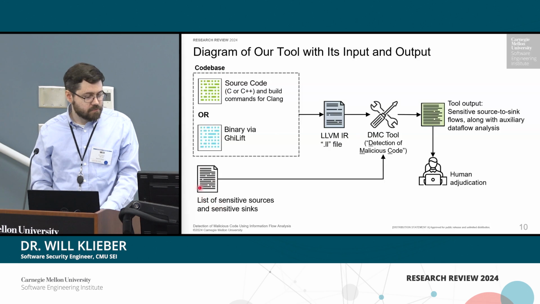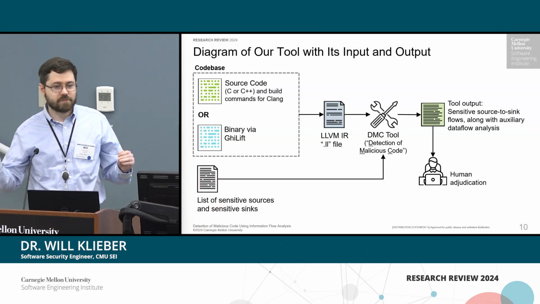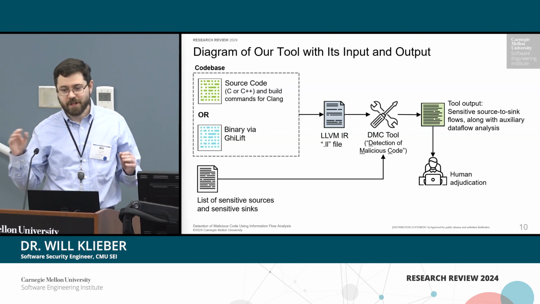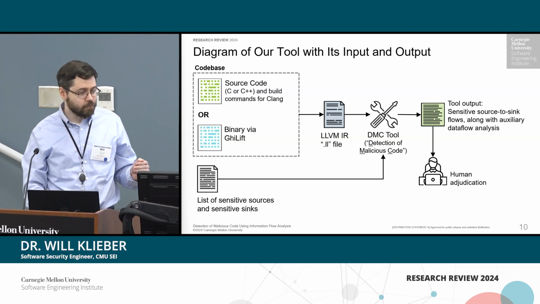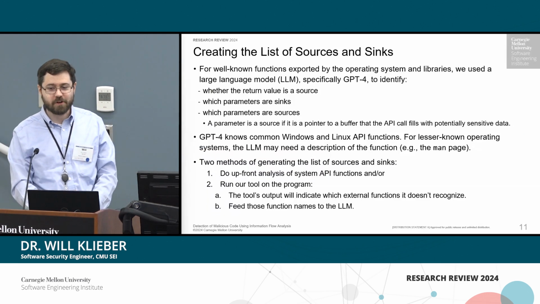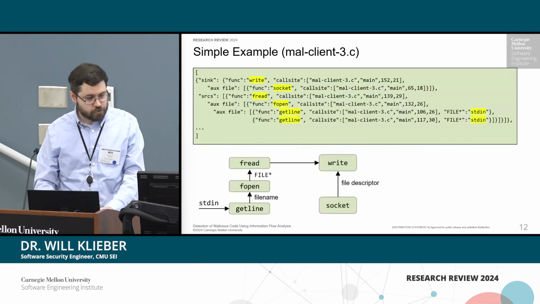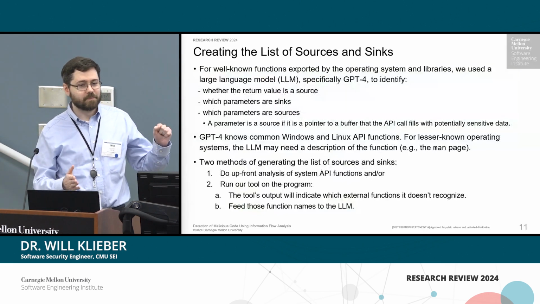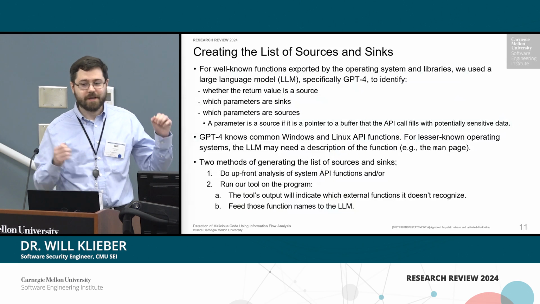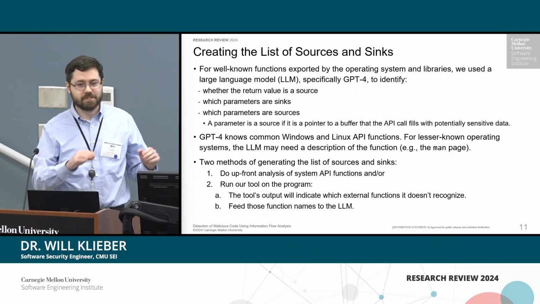So this list of sensitive sources, how do we get that list? There's thousands of system API functions. It would be a lot of work to look at all of them manually. So what we've done is to offload some of that work to a large language model. We've used GPT-4 specifically. So we made a list of system API functions, and for each of them, we asked the LLM to identify sources and sinks.